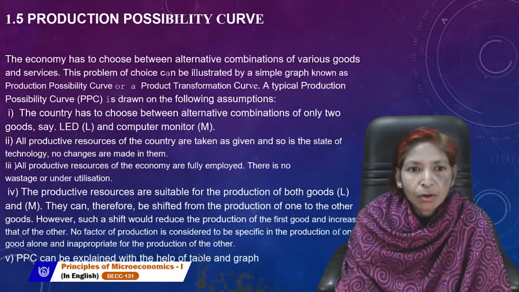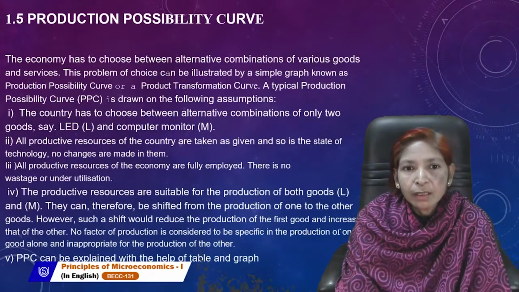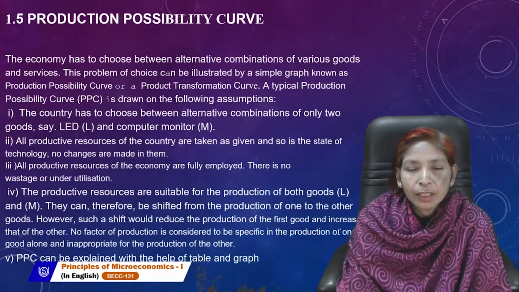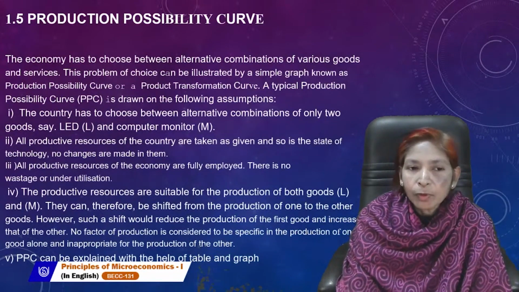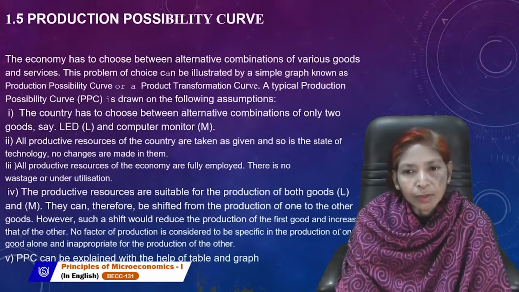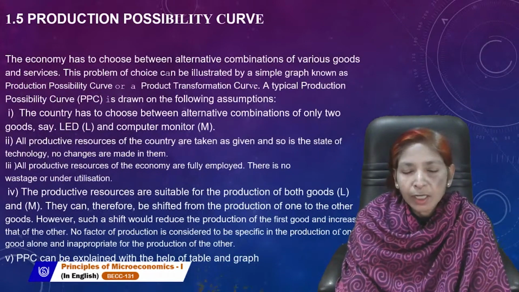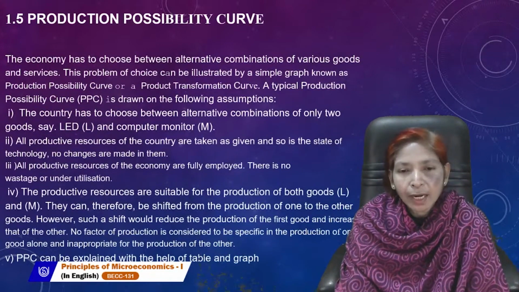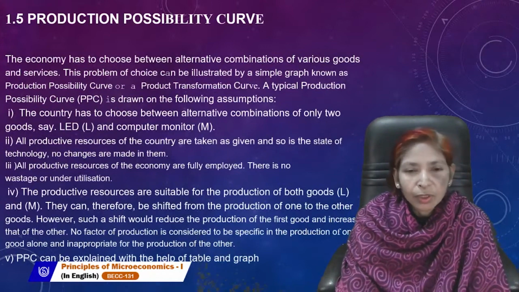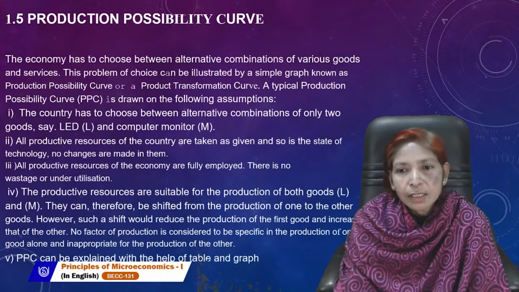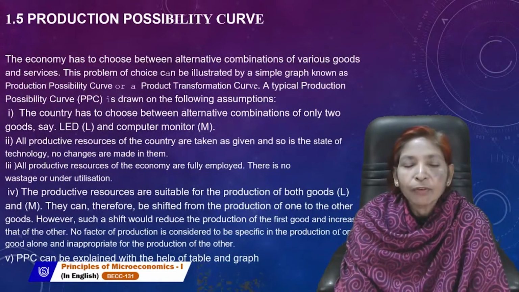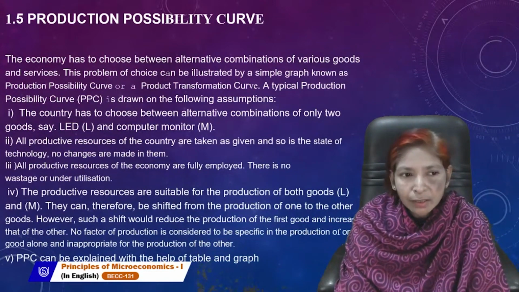Production possibility is drawn on the following assumptions. The country has to choose between alternative combinations of only two goods, for example, LED TV and computer monitor. All productive resources of the country are given. Resources are already given. We can't change the available resources, as we know that resources are only land, labor, capital, and entrepreneur. So the state of technology is also given. We can't change any type of technology for the production of goods and services.